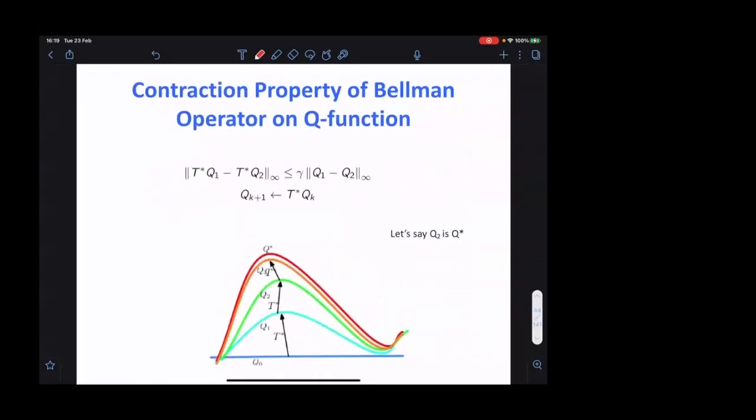So let's say Q2 is the optimal one. If it is optimal, any update to it is going to be itself. Any update to it is going to be itself. So this one wouldn't change at all, and the other one changes, so eventually they will converge to that.